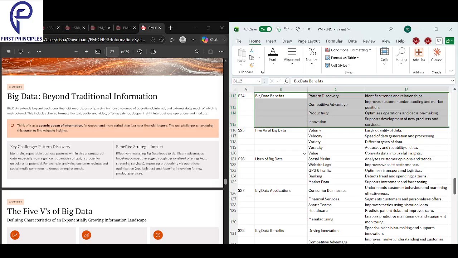Next, competitive advantage. How are you better than your competitor? That is called competitive advantage. How is First Principles better than ACCA? How is First Principles better than Zell Education? What is your competitive edge here?